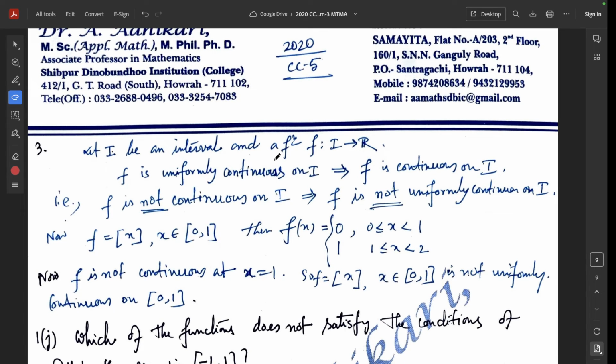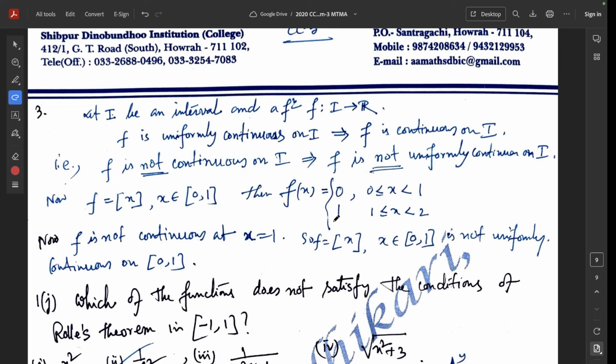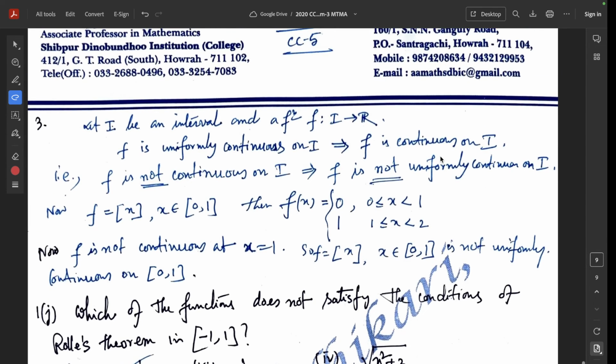Let I be an interval and f a function from I to R. If f is uniformly continuous on I, it implies f is continuous on I. So, contrapositively, if f is not continuous on I, then it is not uniformly continuous on I. At the point 1 it's not continuous, so obviously it is not uniformly continuous on I.